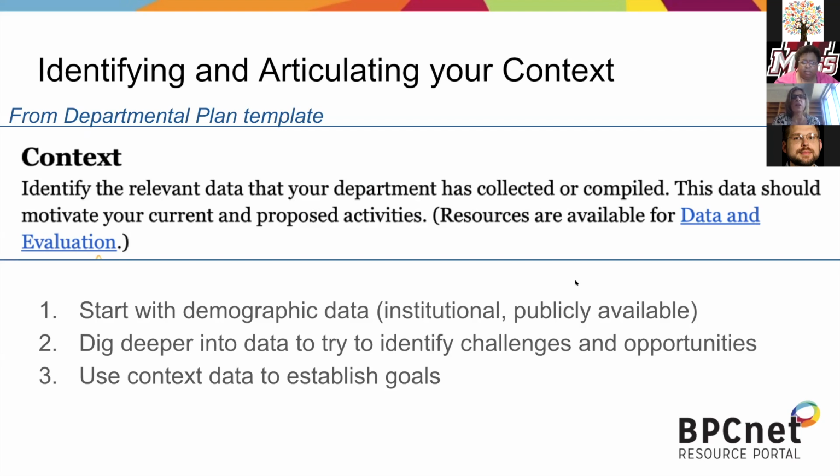And so the first thing you can do is start with demographic data. Everybody's institution collects this data. In public institutions, it's usually publicly available. Sometimes you need to do a little work to get it. And so we're also going to show you, in the next slide, some publicly available information that's linked from BPCnet. So you start with the demographic data, and then you notice some challenge that you would like to address with your BPC plan. And so you need to dig deeper into that data to try to figure out what's going on. And so we're going to walk through that with respect to my own institution, and then use that context data to establish the goals for your program.